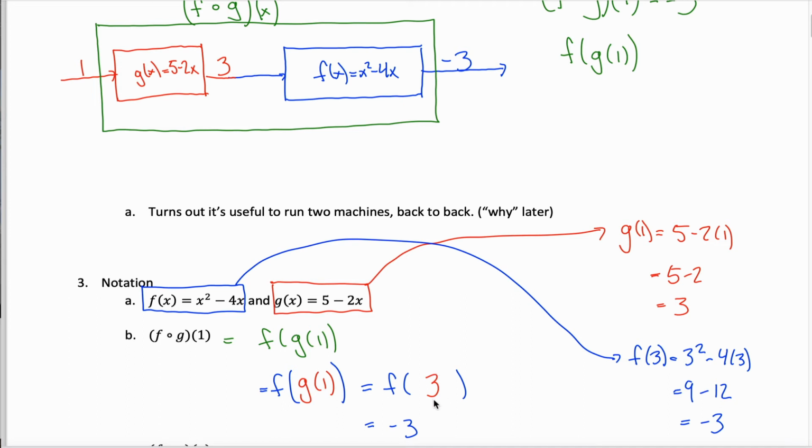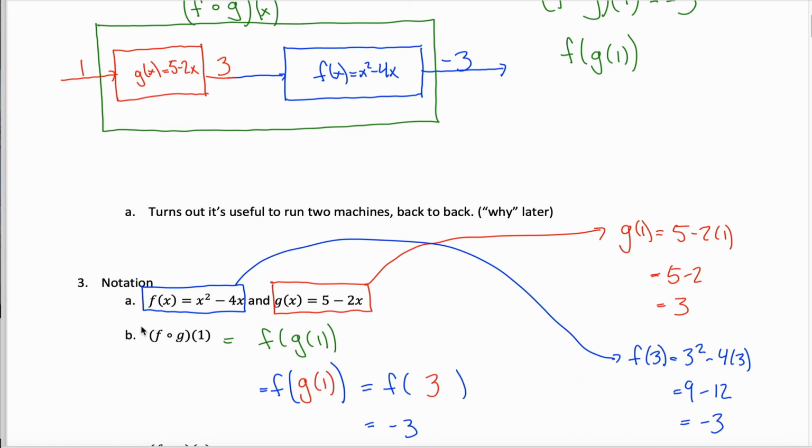If you're kind of clever, you might notice that we really did the exact same thing with this flowchart and down here more algebraically. All right, we first put 1 into g and figured out that 3 came out, so we changed g of 1 into a 3, and then took that 3 and put it into f and found out that negative 3 comes out, which is the same as evaluating f of 3. The key thing here is the answer to this question, f of g of 1, is just negative 3.